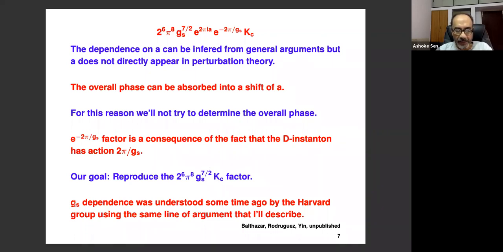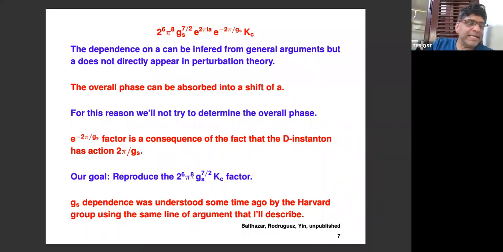And in fact, here I should add that the gs dependence was understood some time ago by the Harvard group. They used essentially a very similar line of argument to what I'll describe. This is still not published. I think they looked at it in the context of the c equal to 1 matrix model, but they also determined at the same time the gs dependence. But what we want to fix is really this part. Factors of 2 and pi are not unimportant. This is what we are after. But we'll also see how the gs dependence comes.